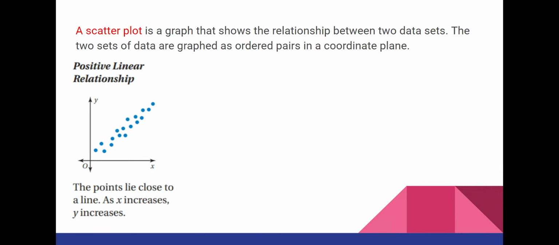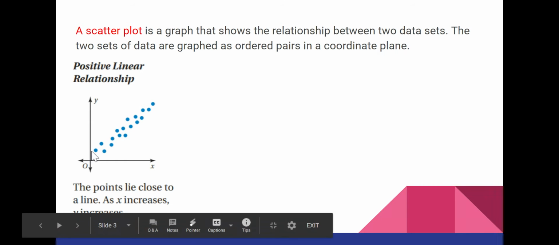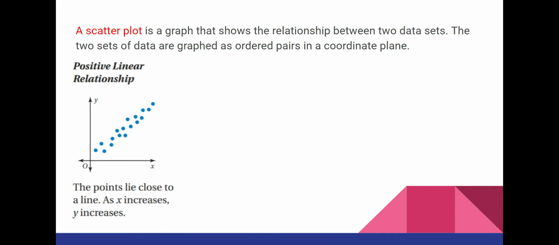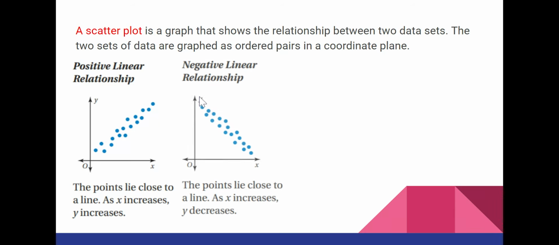In this case, positive linear relationship means there is a pattern. There is a trend going on where the dots are going up from left to right. And if you would draw a thick line, this would be linear. So the points lie close to a line. As x increases, y will increase. That's what a positive linear relationship is. Negative linear relationship, the points lie close to a line, but it's going down from left to right. So as x increases, y will decrease, and that's a negative relationship.